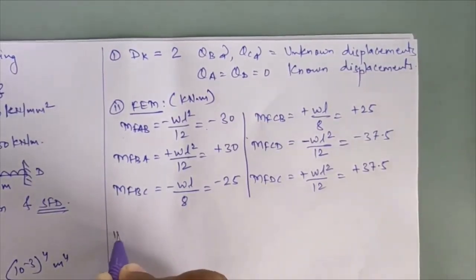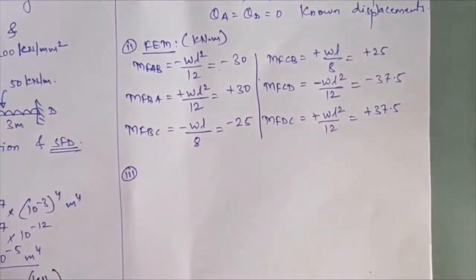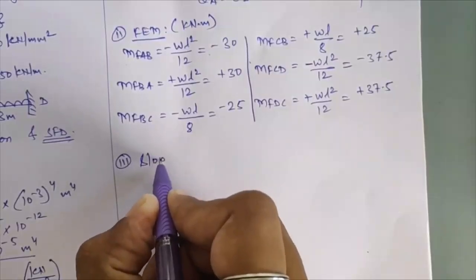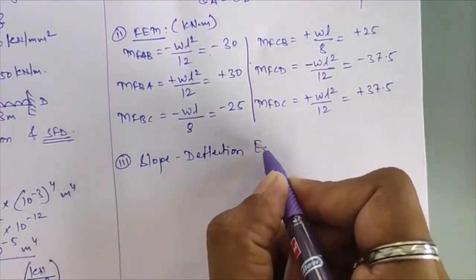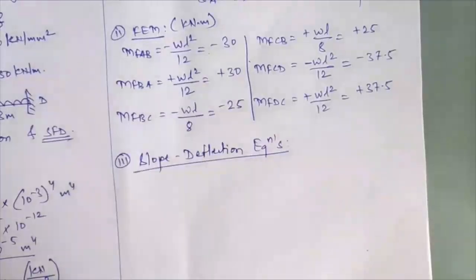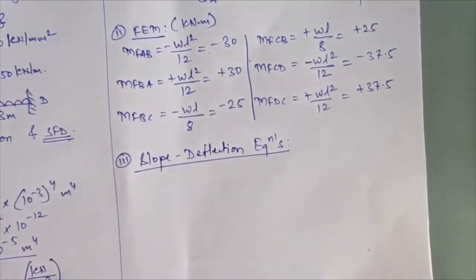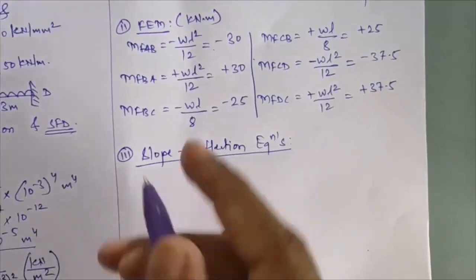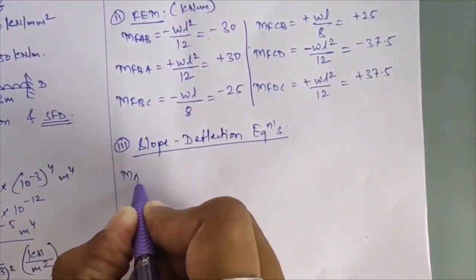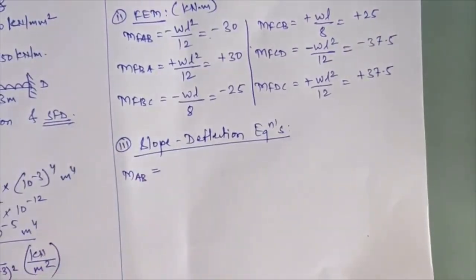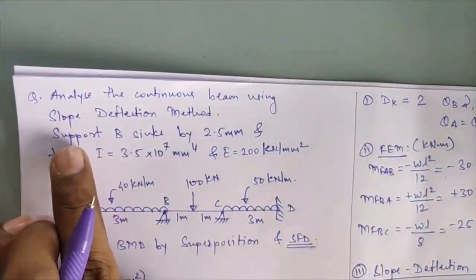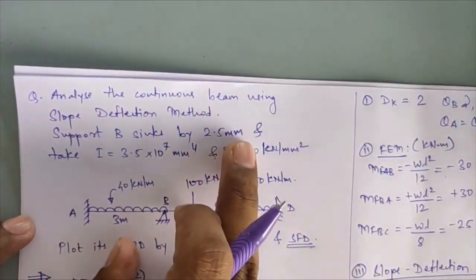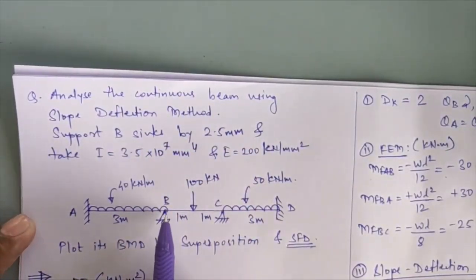Then we'll proceed to the next step, that is step number 3. We'll plot the slope deflection equations. We'll see for the first member, that is MAB. Now in this numerical, one condition is given to you, that support B is sinking by 2.5 mm, that this support B is sinking downward, that is 2.5 mm.